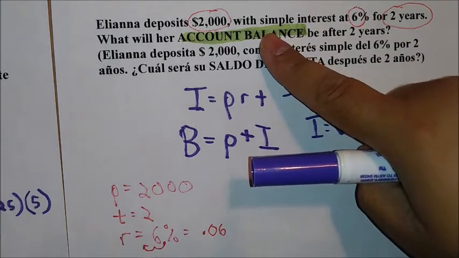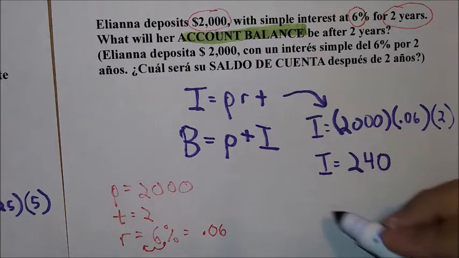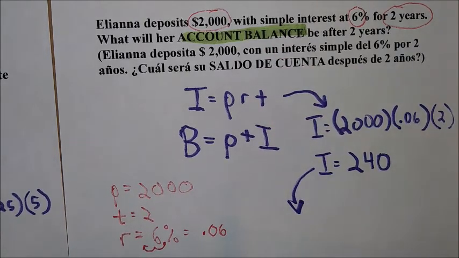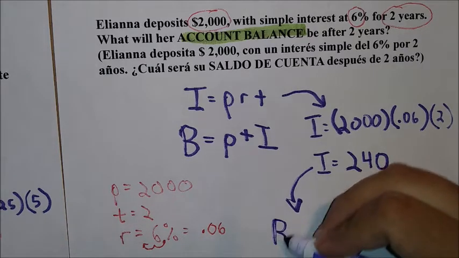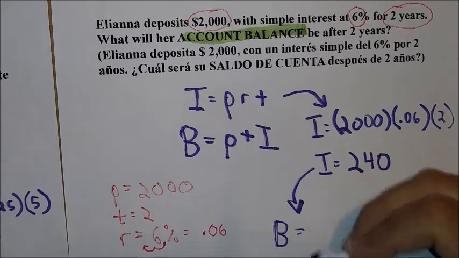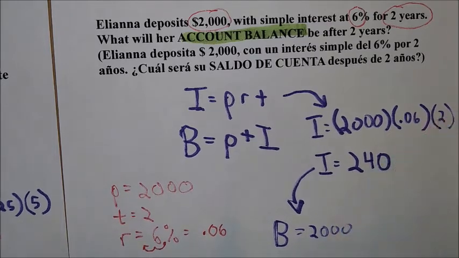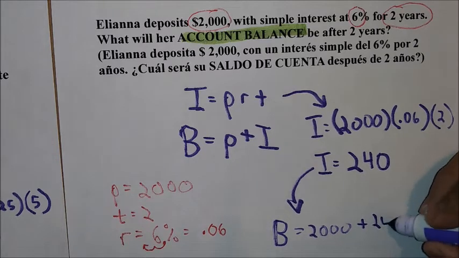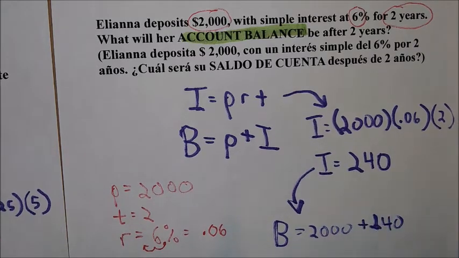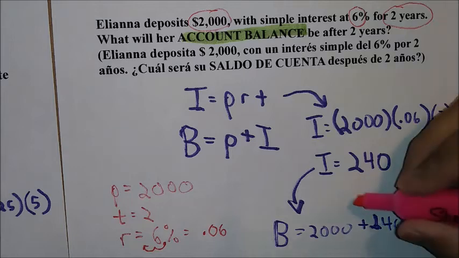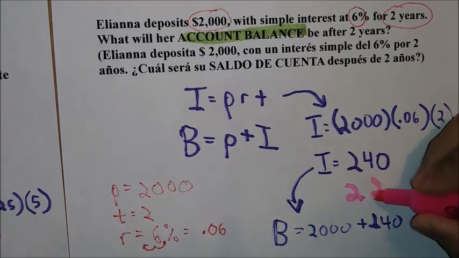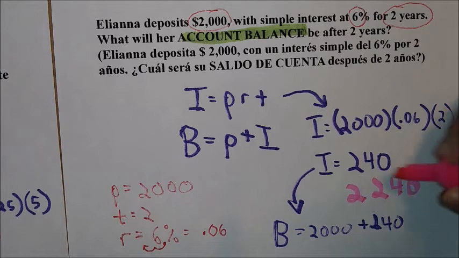account balance. So to find that, we take that and plug it in to find our balance. We want the original principal, $2,000, plus the amount of interest that she made. So how much total money will she have? In the end, she's going to have $2,240.